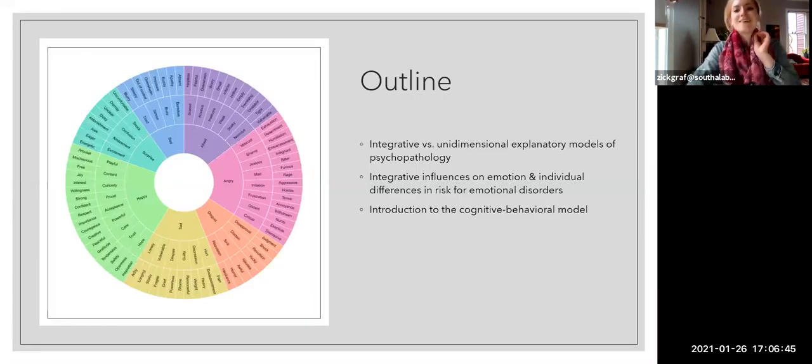Okay. So we're going to differentiate integrative from unidimensional explanatory models of psychopathology. And then using a modern integrative model, we are going to talk about the influences on the experience of emotion and individual differences in the experience of emotion and risk for emotional disorders. And then that will transition into an introduction to the cognitive behavioral model.